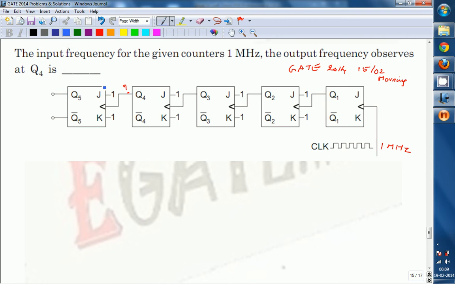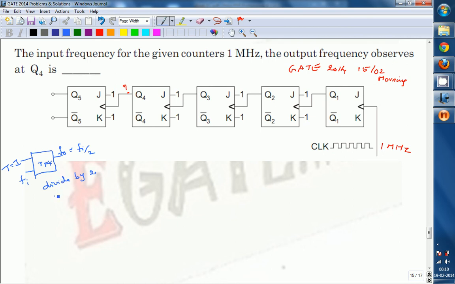So look at this one. We know that a T flip-flop or JK flip-flop works as a divide by 2 counter. A T flip-flop or JK flip-flop can work as a divide by 2 counter if T is equal to 1, and this is going to be the input frequency Fi. At that time the output frequency at Q is going to be F0 is Fi by 2, which is nothing but divide by 2 or modulo 2 counter frequency.